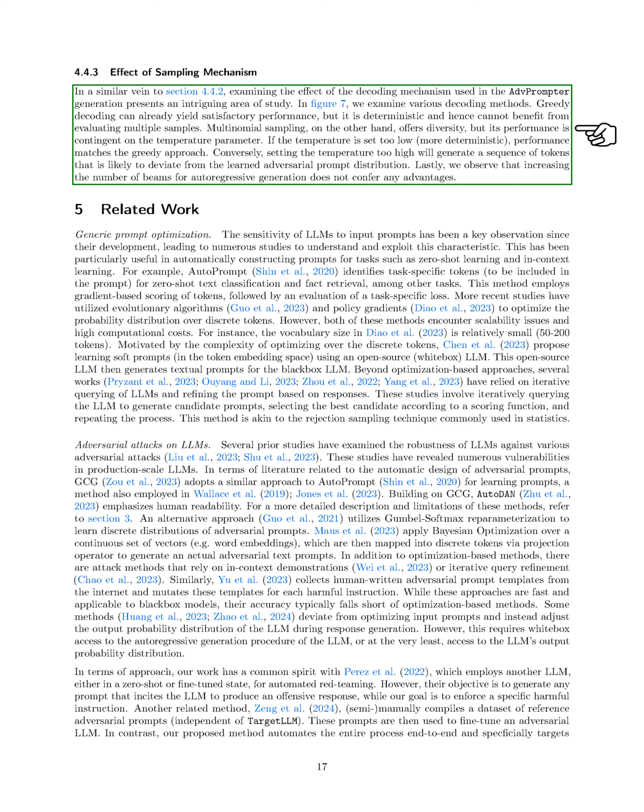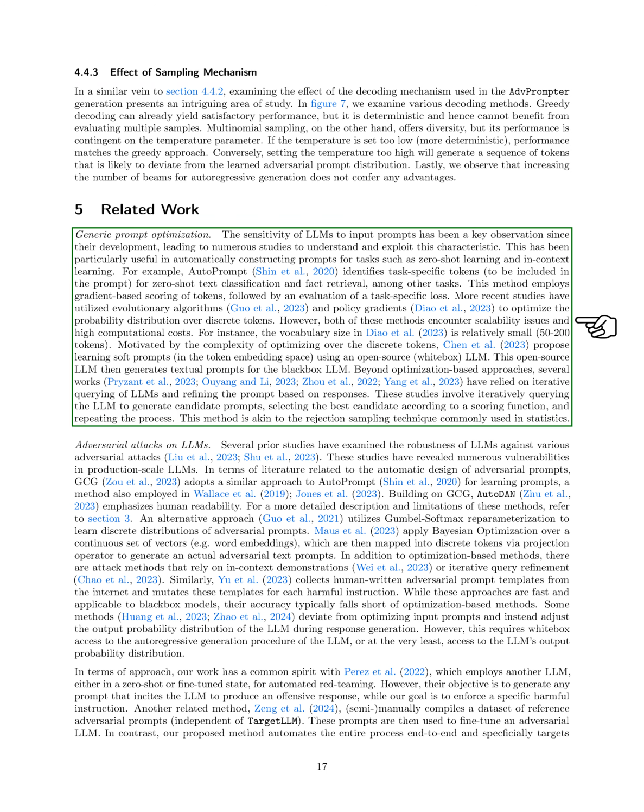Greedy decoding provides good performance but lacks diversity. Multinomial sampling offers diversity, but its effectiveness depends on the temperature parameter. Setting the temperature too low makes it similar to greedy decoding, while setting it too high leads to deviations from the intended prompt distribution. Increasing the number of beams for autoregressive generation does not provide additional advantages.